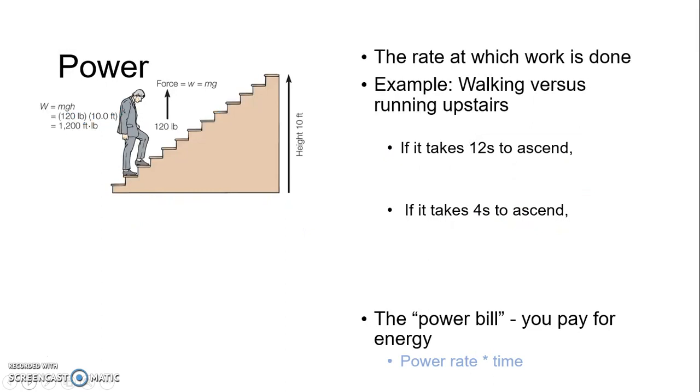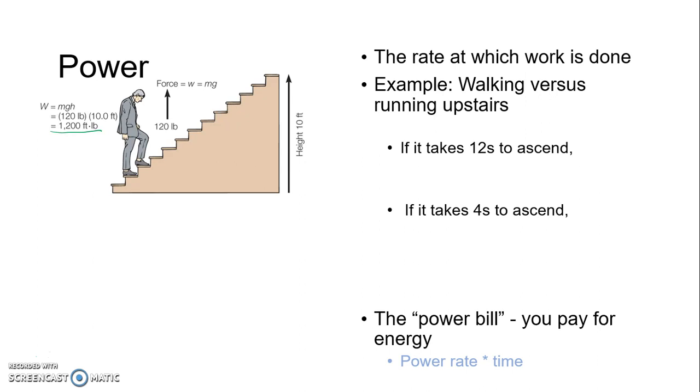So let's look at a quick example of power. We're going to look at power exerted walking upstairs versus running up the stairs. Here's a man who is walking up the stairs and has a weight of 120 pounds. So he has to exert a force of 120 pounds to lift himself up the stairs. Now, if the force is 120 pounds and he has to climb up 10 feet worth of stairs, then the amount of work he exerts is 120 pounds times 10 feet, or 1,200 foot-pounds.